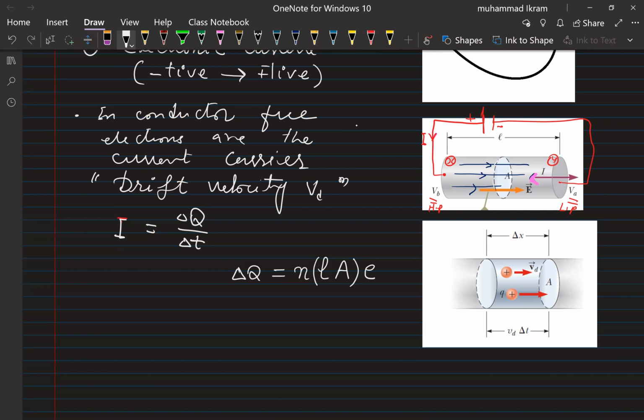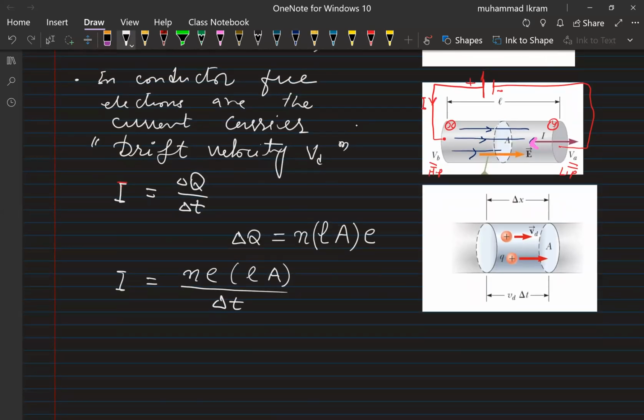So these are the total number of electrons that can pass through the cross-sectional area of the conductor in unit time t. Let's write this equation as n e L A through the cross section of the conductor in time delta t. But you know what velocity is. If the electron starts from end A, delta x is the length which the electrons cover. The drift velocity is the distance covered by the electron per unit time delta t.